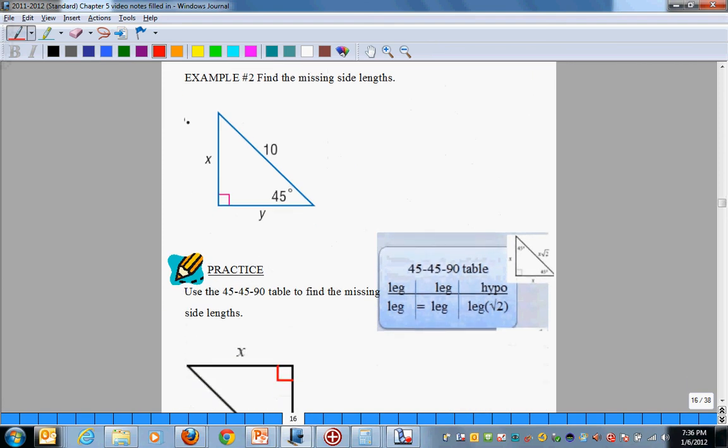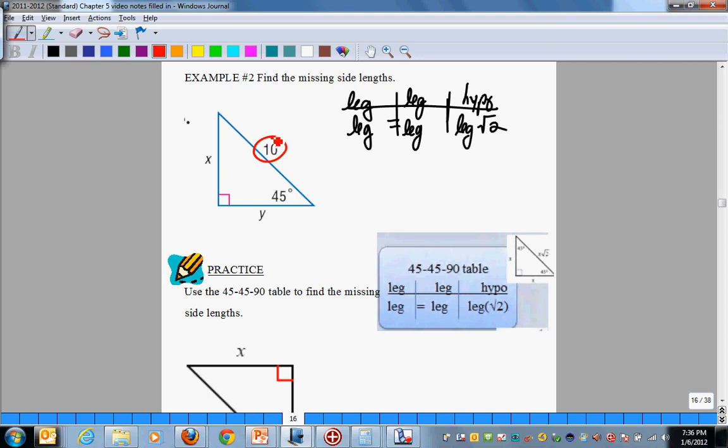Let's do another example. Let's recopy our table. This is a 45, 45, 90. Leg, leg, hypo. Whatever the leg is, they are equal. Because this is an isosceles right triangle, the hypo is whatever the leg is times root 2. So let's see what we actually have here.